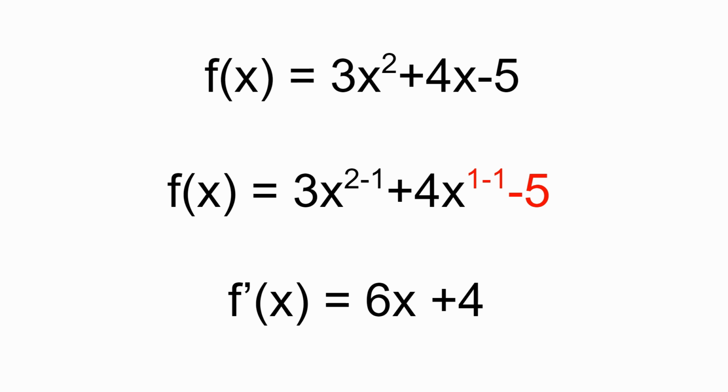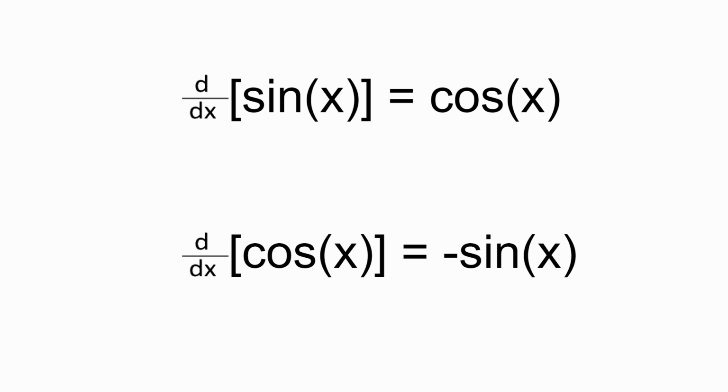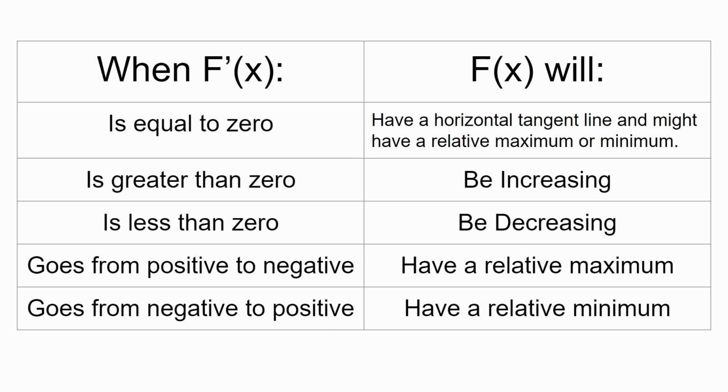Something to know as well is that the derivative of sine of x is cosine of x, and that the derivative of cosine of x is negative sine of x. Lastly, let's take a look at the connections between f of x and f prime of x for polynomial and trigonometric functions.